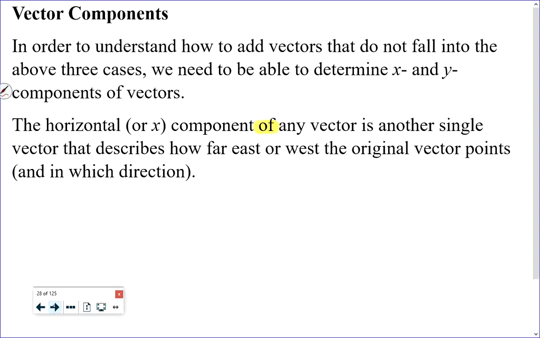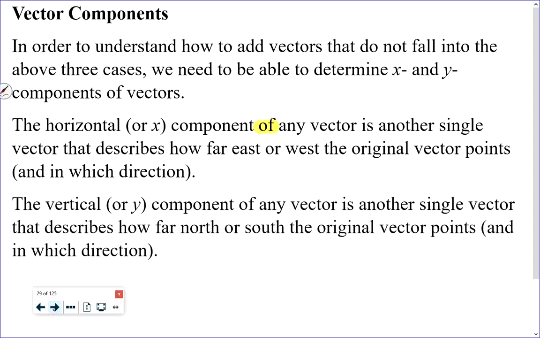The vertical vector, oh, and there's a typo in your notes. The word "of" should be in there, I think. Otherwise, when you read what I have in your notes, it doesn't make sense. The language is tortured. It says the horizontal component, any vector. No, the horizontal component of any vector. Just make a note of that.